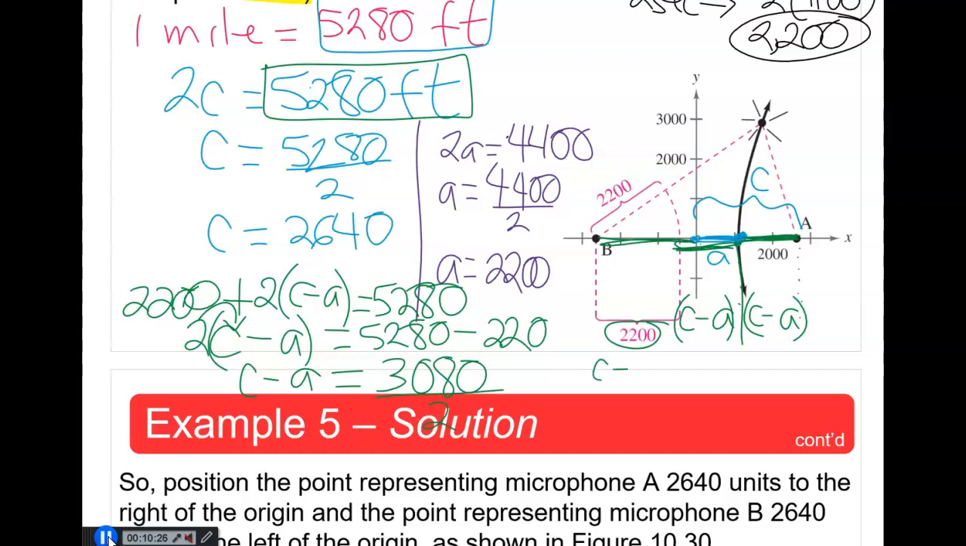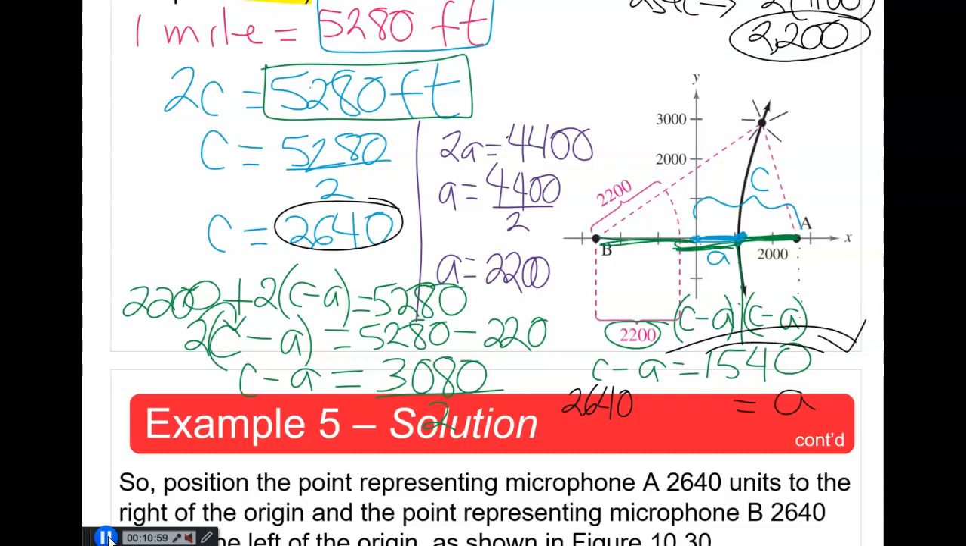So we're going to have that C minus A is equal to 3080 divided by 2, and we get 1540. So if we want to find the value for A, we could say C is equal, we found that here, to 2640. We could take this negative A to the right side, so that is positive A. And we can take this positive 1540 to the left, so it's over here.